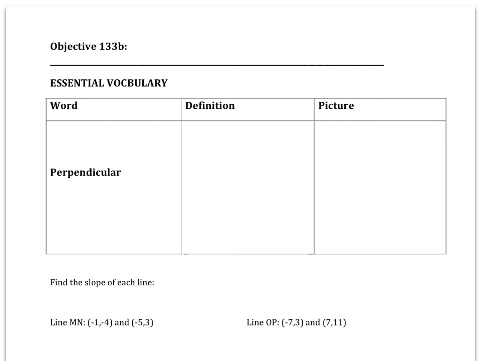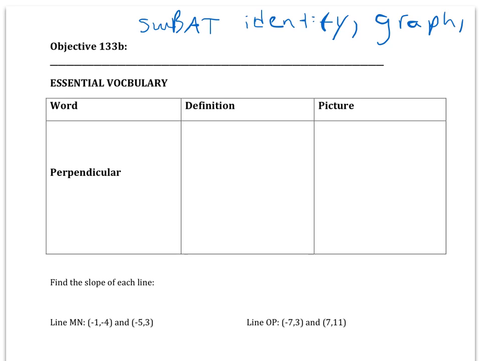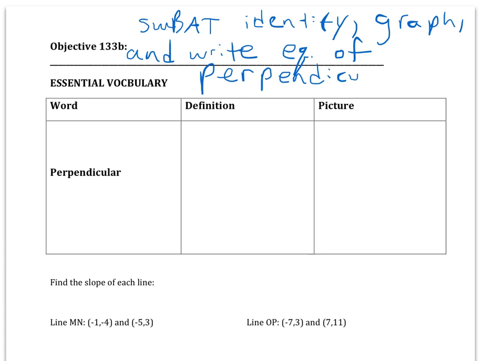Hello students, today's objective is very similar to the last one. Today's objective is students will be able to identify, graph, and write equations of perpendicular lines.